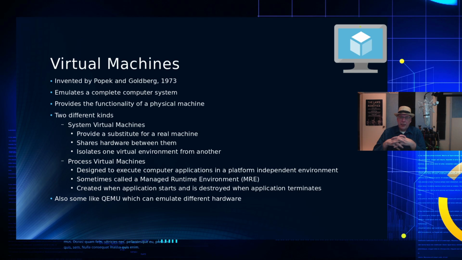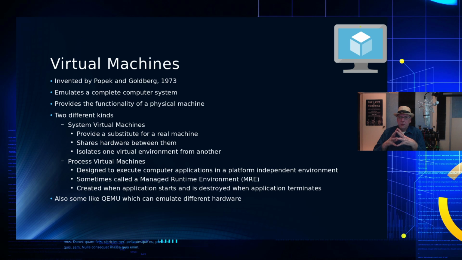You can go read the history about things like the CP-67 and Atlas, some of those computers. The idea behind a virtual machine, if you mess with them, you kind of know what it is. I'm not going to spend a whole lot of time on this, but the idea is to take a physical machine and emulate it, so I can create as many of them as I want. But there are two types.